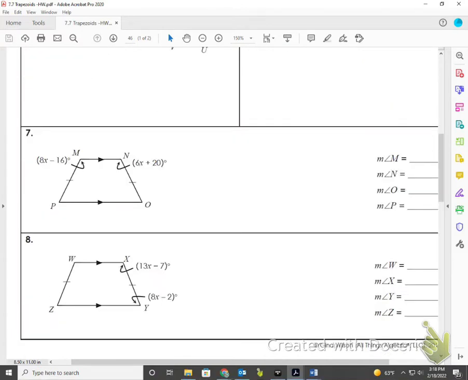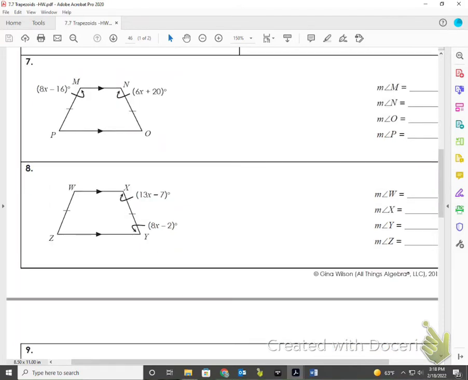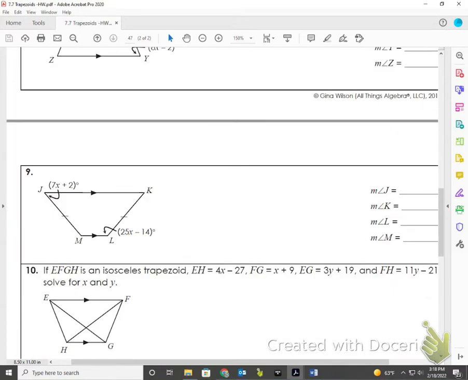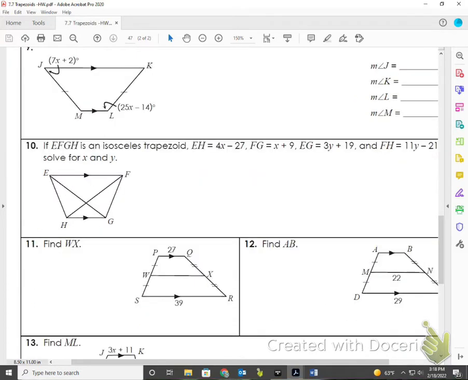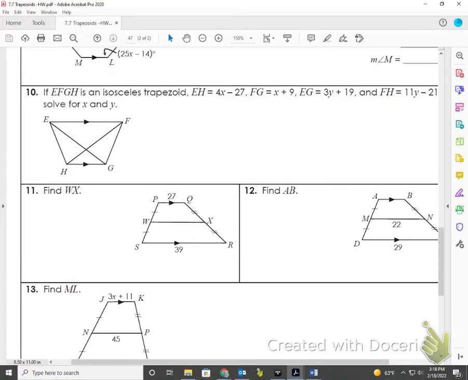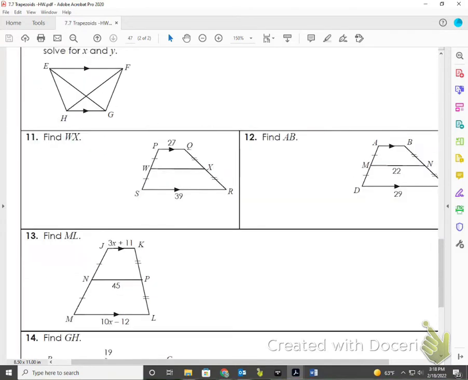5, 6, 7. We would use the same process, except you're going to have to do an equation. 7, because those are two base angles, you'd set them equal to each other. 8, because it's these consecutive angles between, you'd add them: 13x minus 7 plus 8x minus 2 equals 180. Here, 9, because it's an isosceles trapezoid, we know that opposite angles are congruent. Here, you're going to play a little bit on what the diagonals do and how the diagonals work, and that they're congruent.